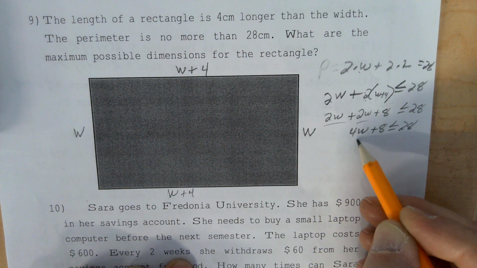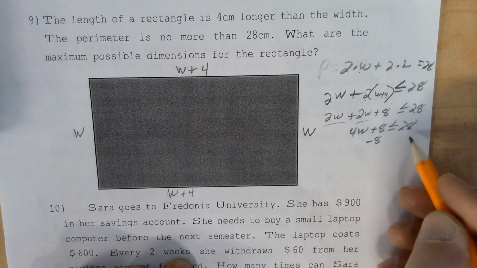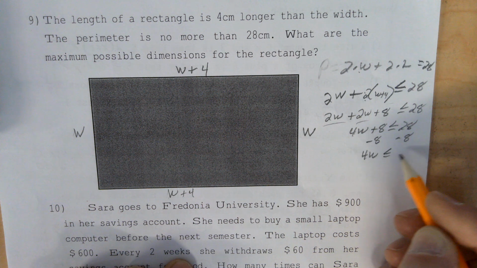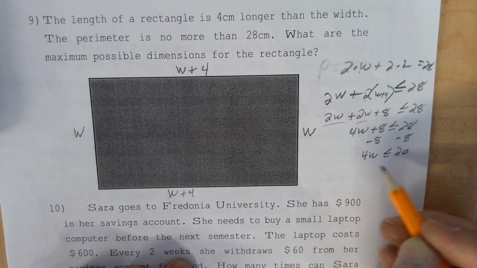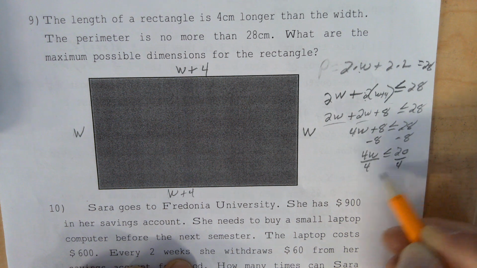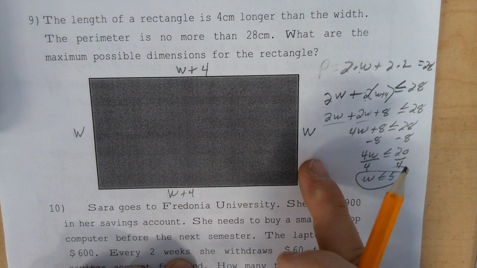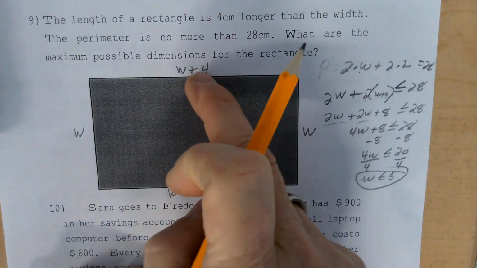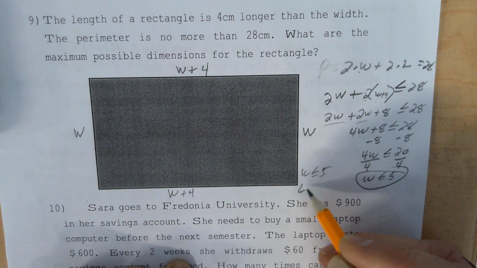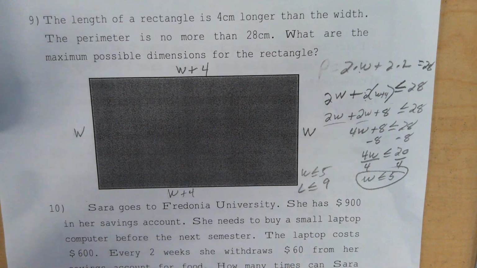Now I undo PEMDAS in reverse, undo the addition before the multiplication, subtract 8, and I get 4W is less than or equal to 20. Then I'm currently multiplying by 4, so the undo is to divide by 4. And I get W is less than or equal to 5. What's that mean? The width can be at most 5, and the length is at most 5 plus 4 is 9.